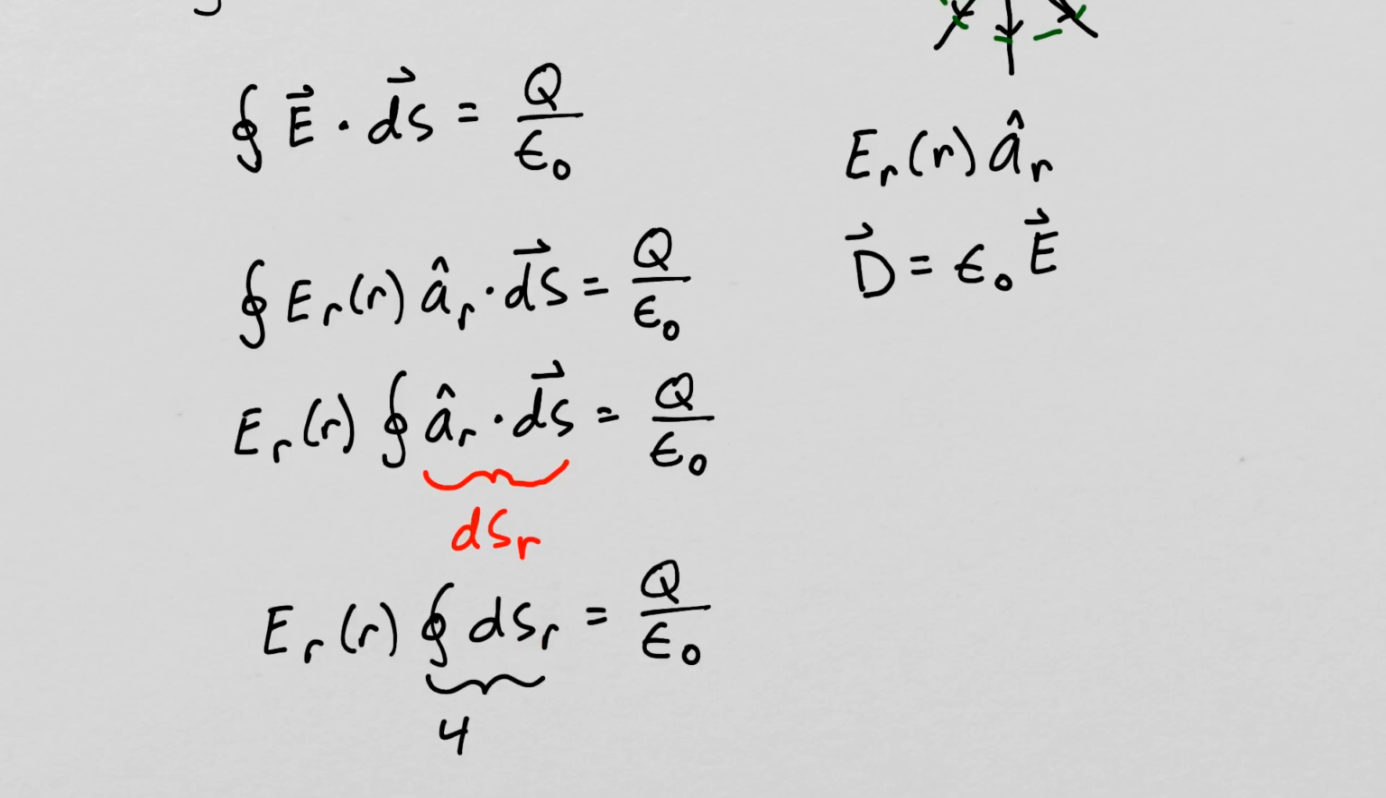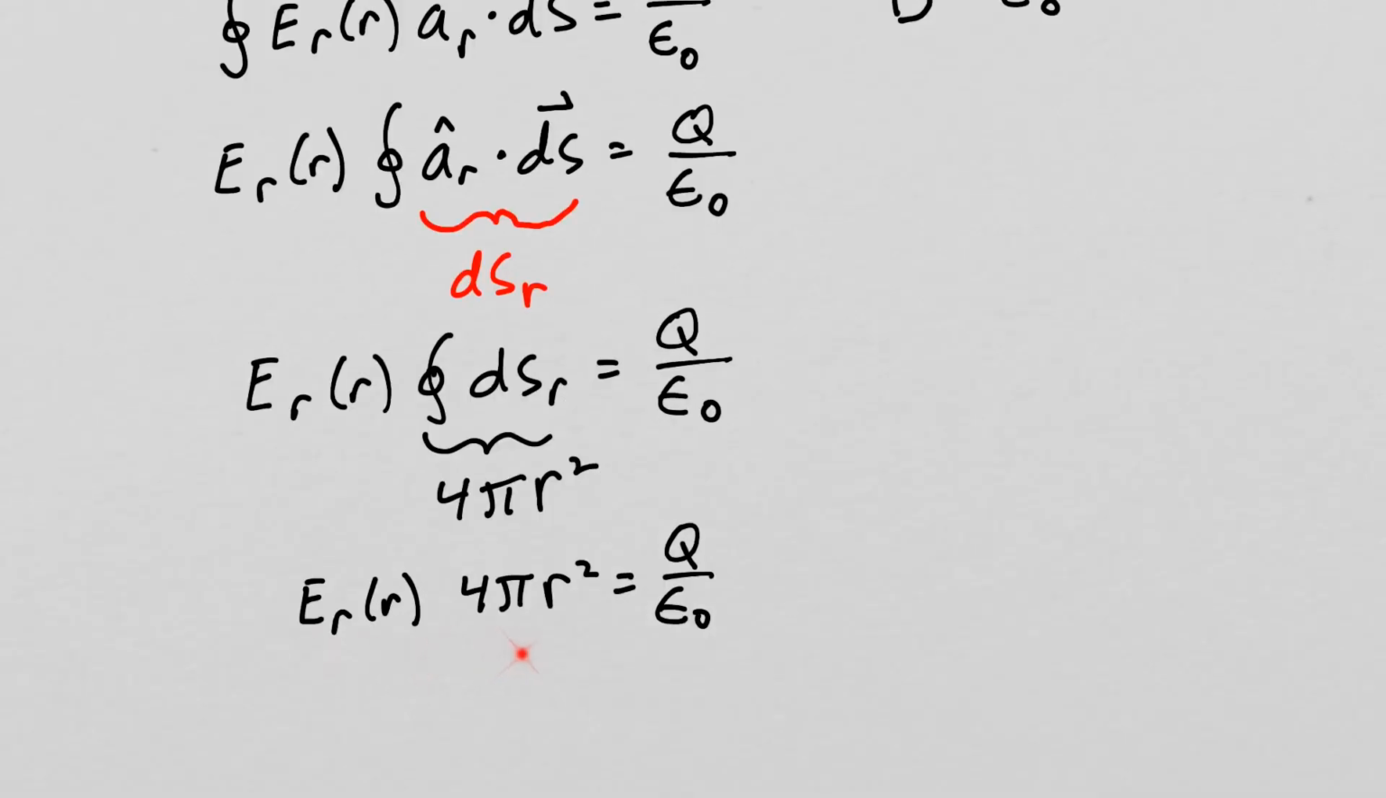So now let's solve for the magnitude of our electric field intensity. And if we add the unit vector in the r direction, we will have our electric field intensity for a point charge at the origin. And here is our electric field intensity for our point charge at the origin.